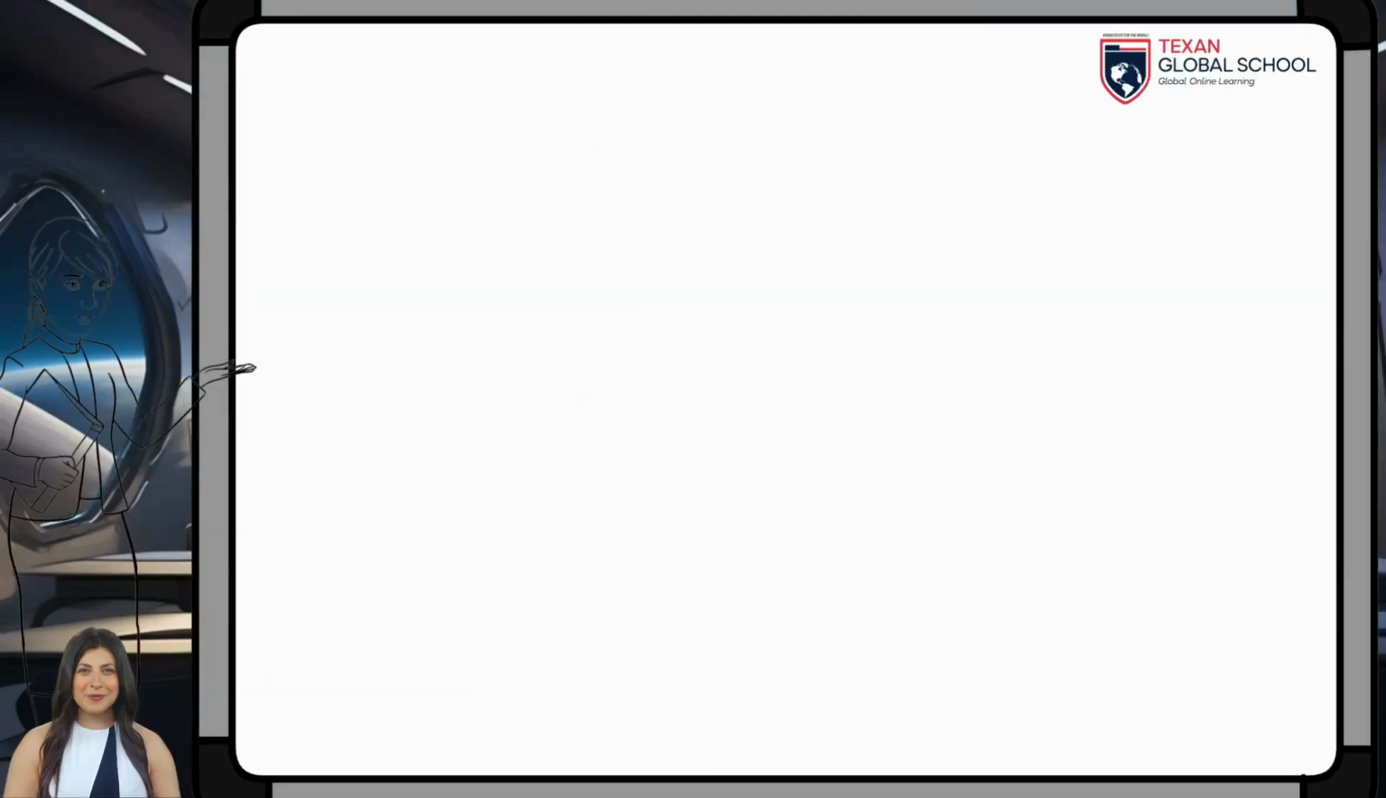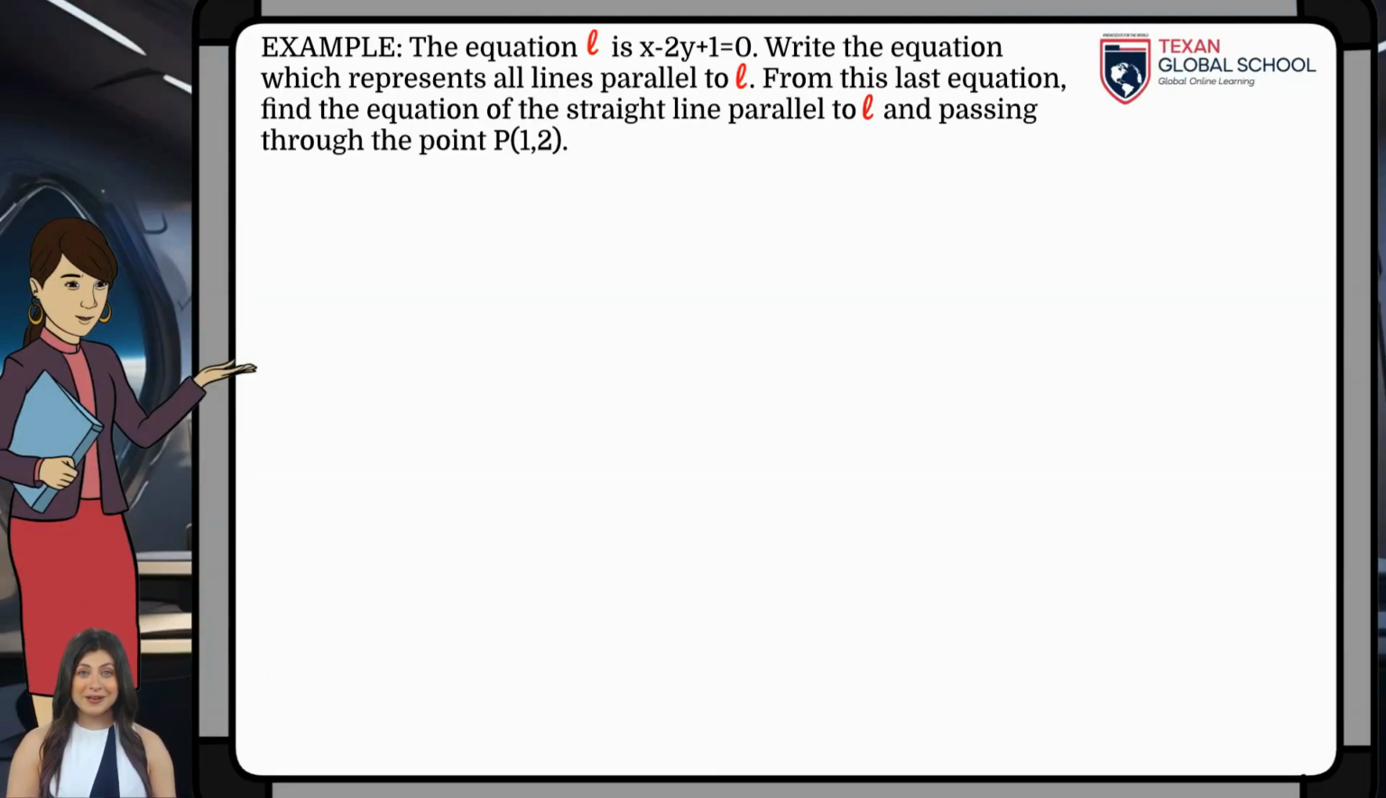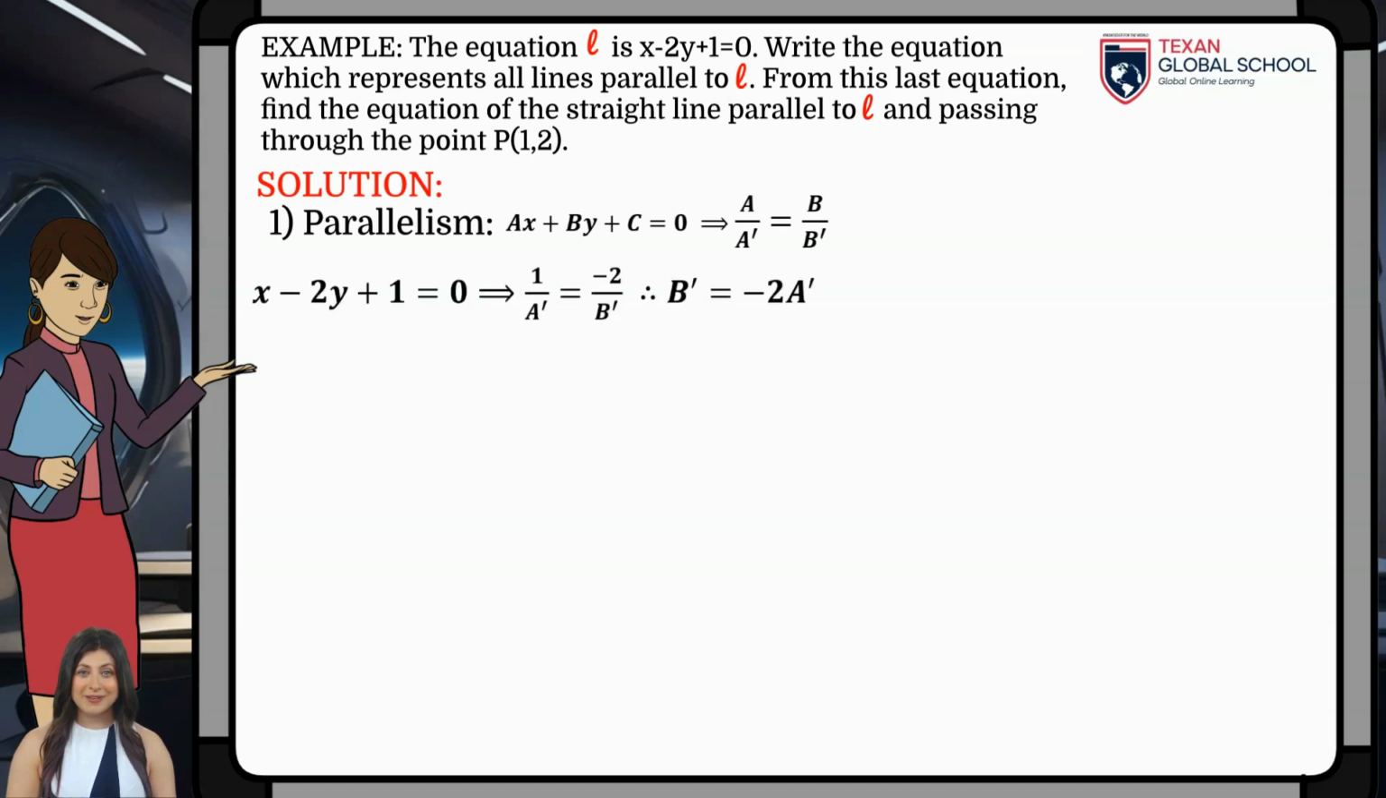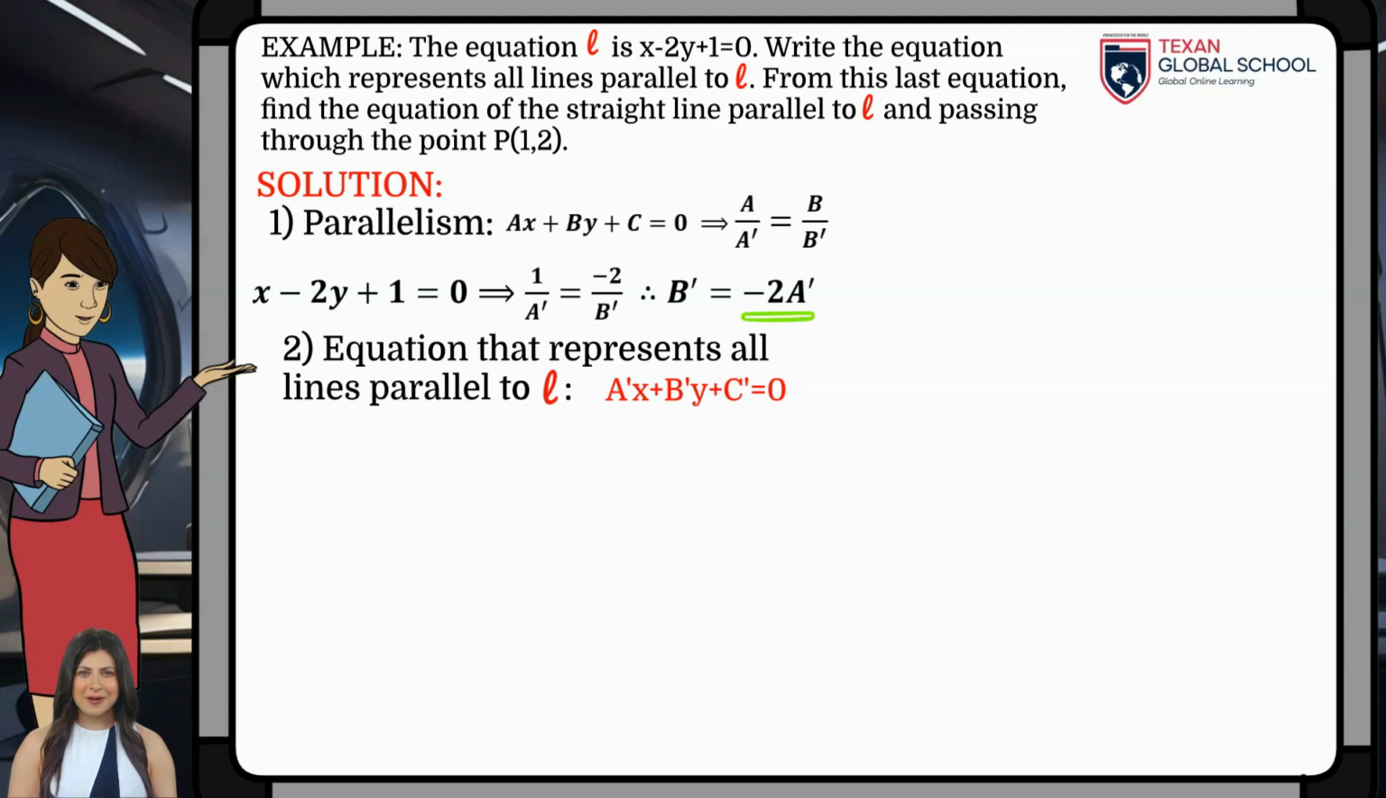Let's look at the first example. The equation L is x - 2y + 1 = 0. We must write the equation that represents all the lines parallel to L. From this last equation, let's find the equation of the line parallel to L that passes through the point P with coordinates (1, 2). First, use the parallelism condition where a/a' is equal to b/b'. Replacing the coefficients a equal to 1 and b equal to -2 of the general form of the given line, results that b' is equal to -2a'.